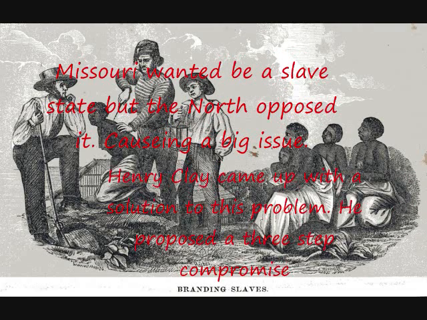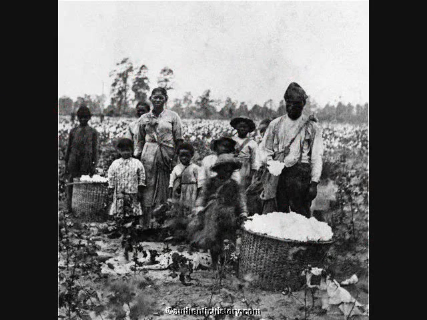Missouri wanted to be a slave state, but the North opposed it, causing a big issue. Henry Clay came up with a solution to this problem. He proposed a three-step compromise. Step 1. Allow Missouri to become a slave state.